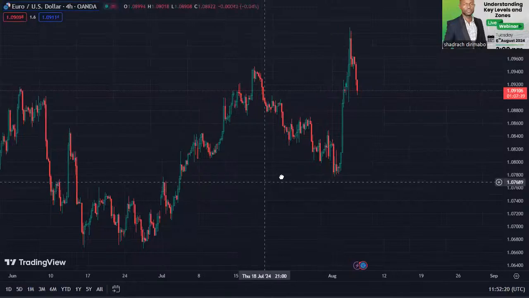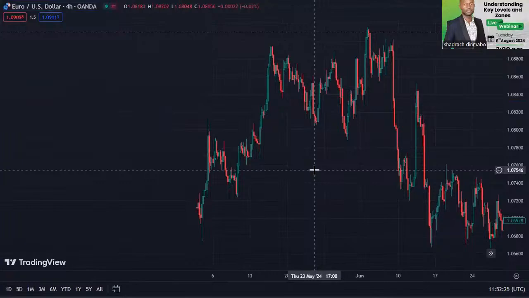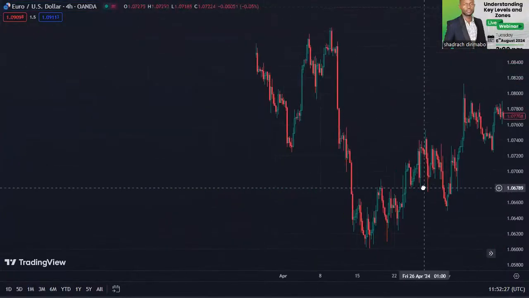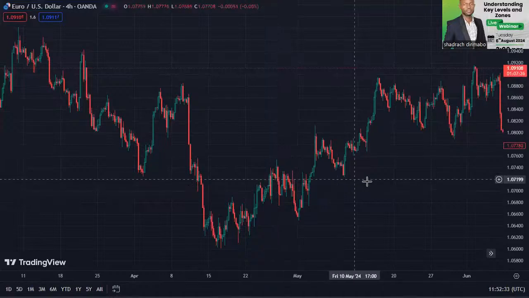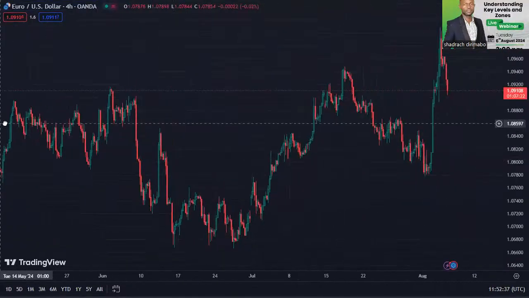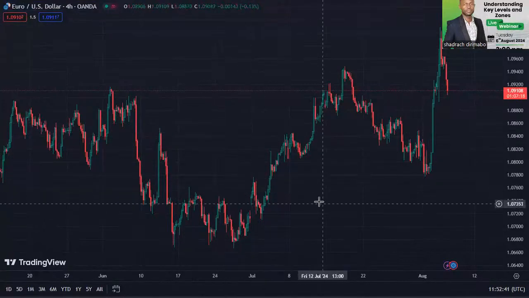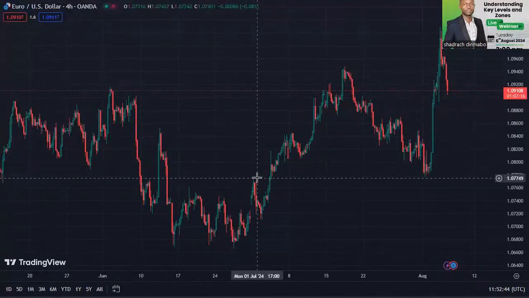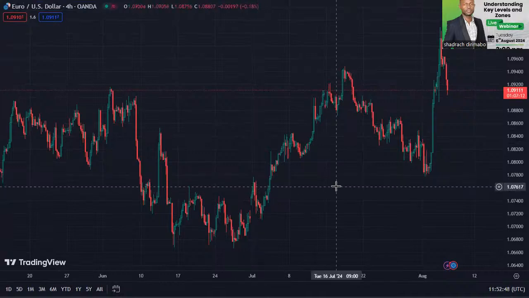So let's see if we can actually find some key levels. What I also said is that you can get these key levels at any time frame, but the higher the time frame, the stronger the key level. Is that okay? Now let's see if we can find some nice key levels at this point.